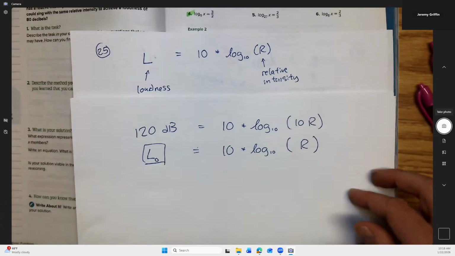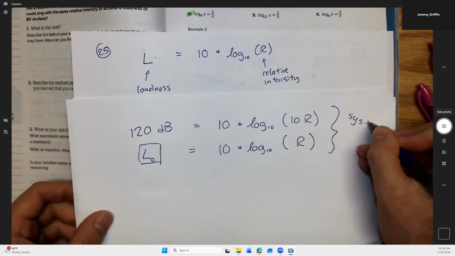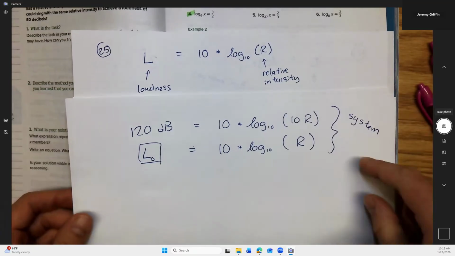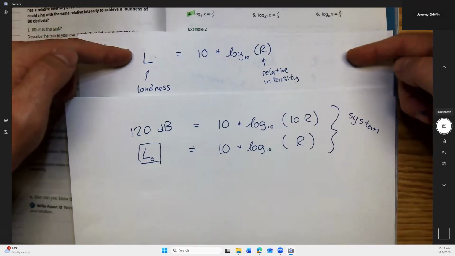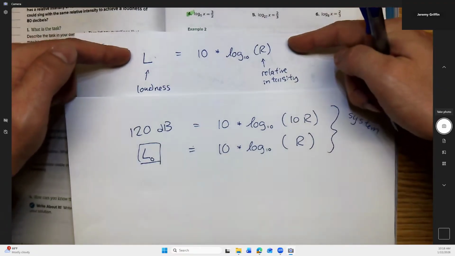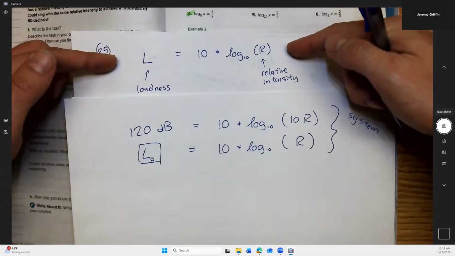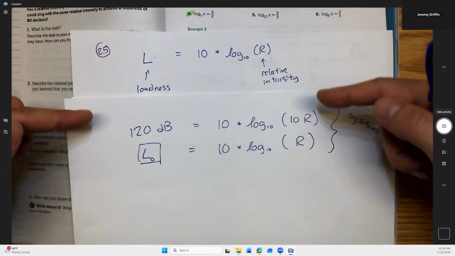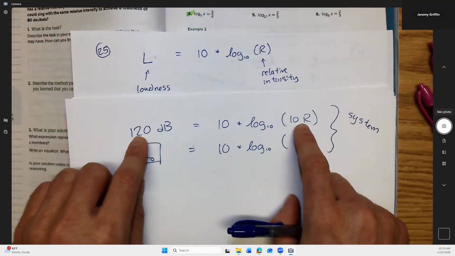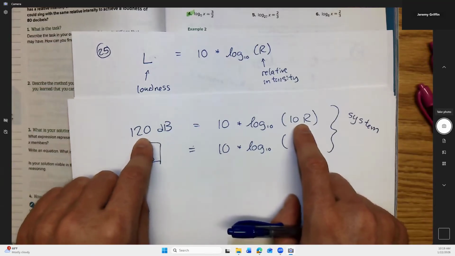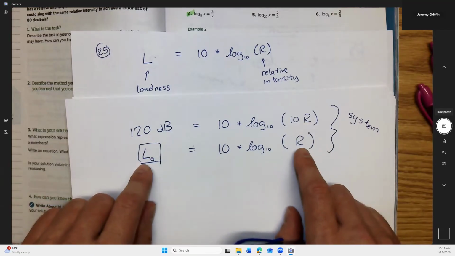Is there any question why I set this up this way? This is really a system. I'll explain it one more time, because maybe it clicked, maybe it didn't. So here's the model we're using. Loudness in decibels is a log equation based on the relative intensity, maybe in watts or pascals, but now they're telling us that if you have 10 jackhammers, that brings the loudness up to 120 decibels. So what's the loudness of a single jackhammer?